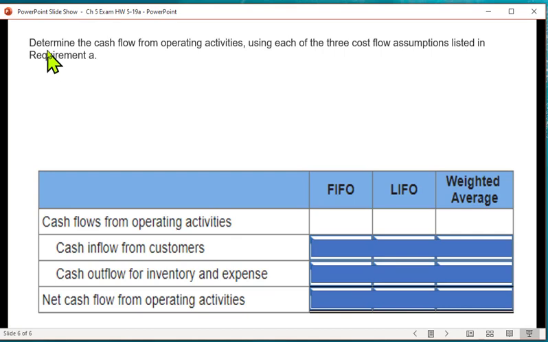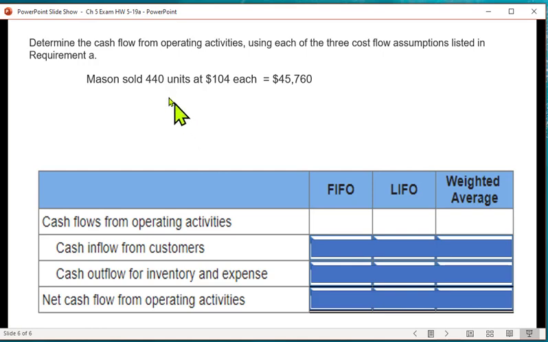They want you, in part C, it says determine the cash flow from operating activities using each of the three cost flow assumptions listed in requirement A. So here's FIFO, LIFO, weighted average, and you have to ask the question, well, what kind of cash flow do you have under operating activities when you have sales and expenses? Well, sales is a cash inflow because you're getting cash, because it said in this problem that all the transactions, all of them, were in cash. So your sales were in cash, all your expenses were in cash, and your inventory that you purchased was all in cash.